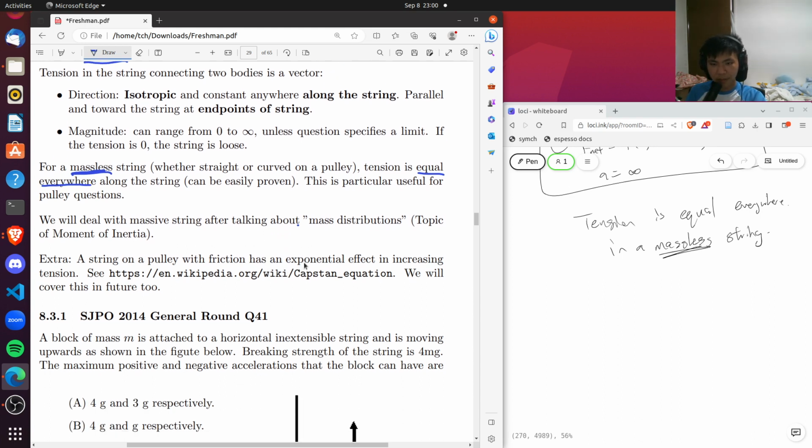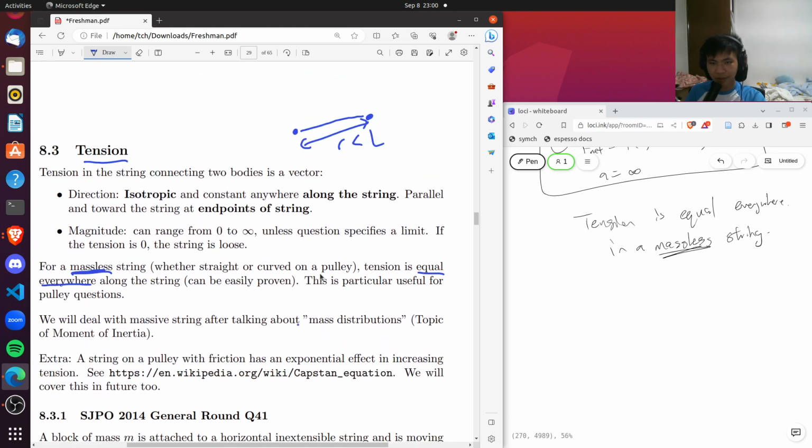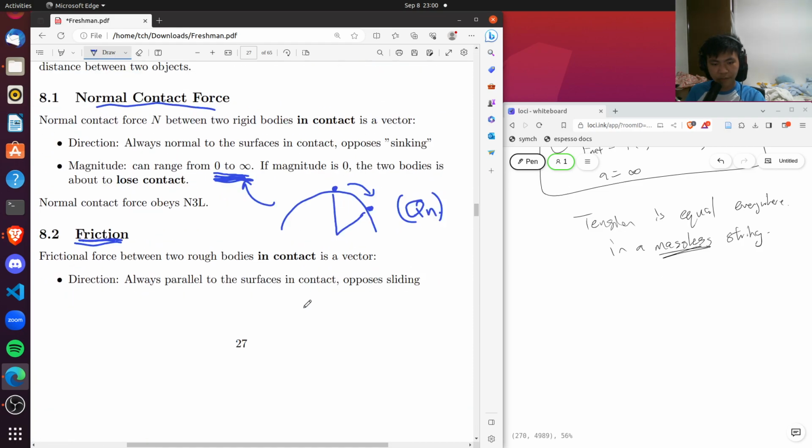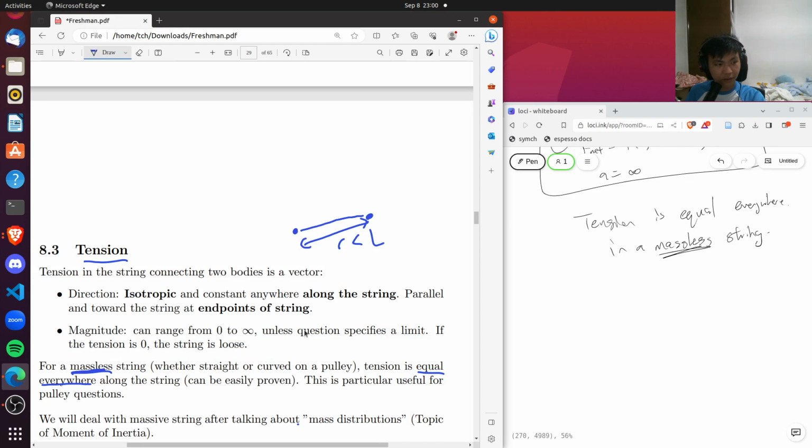Okay, so these are just some general forces. These are the three general constraining forces: normal, friction, and tension. And now let's go through some questions.